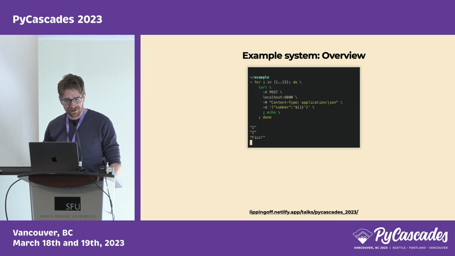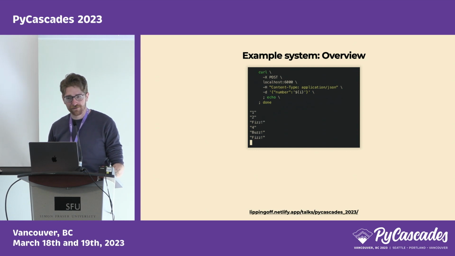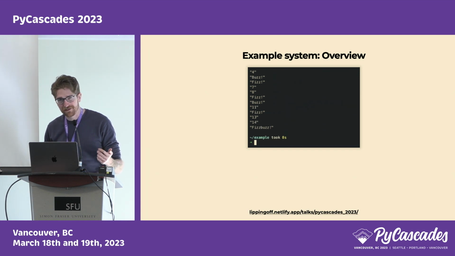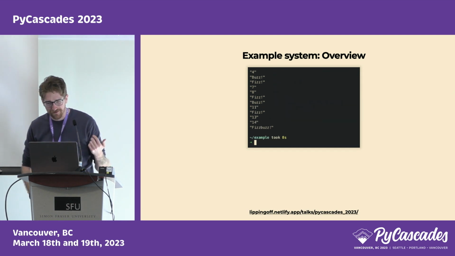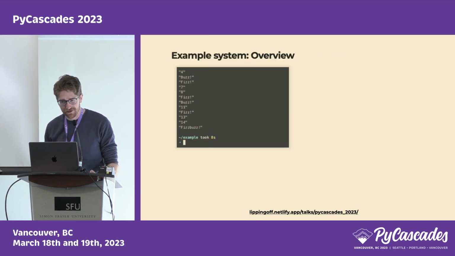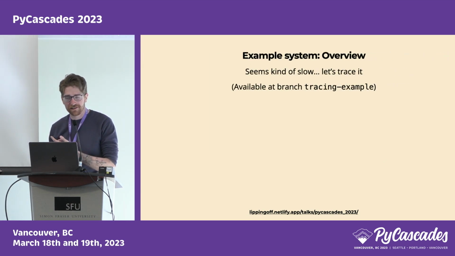And it's starting to run, and you can see there 3 got fizzed, 5 got buzzed, and we get to 15, we have FizzBuzz. So it's working, it's live, we have FizzBuzz as a service, but it seems like it's a little slow. So we're going to trace it. You probably saw this one coming. I have a PR open for this if you want to see what the code looks like. It's also available at the branch tracing example.